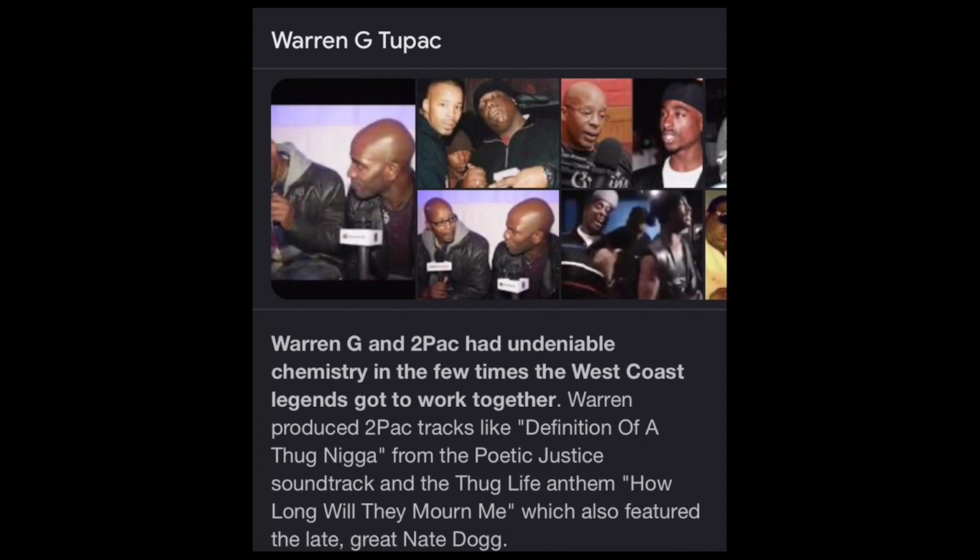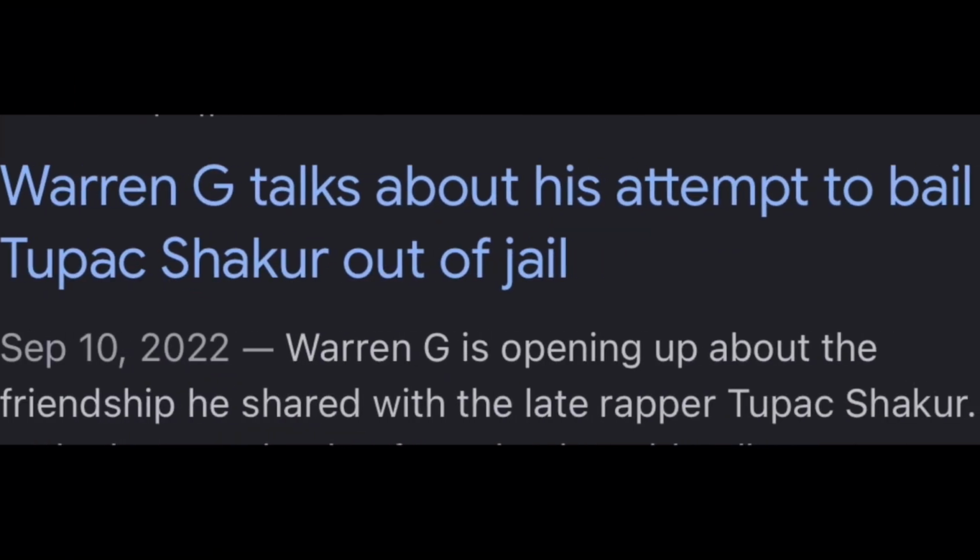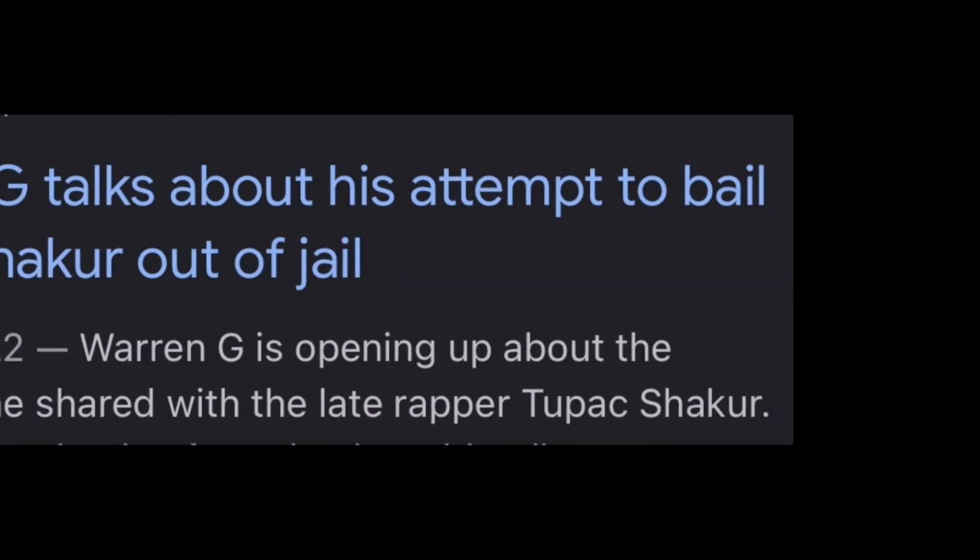Another big connection between Warren G and T.I. is Tupac, because right here it says that Warren G and Tupac had undeniable chemistry in the few times that they worked together. And then it says that Warren G produced some of Tupac's songs, so Warren G and Tupac were very close. And right here it even says that Warren G tried bailing Tupac out of jail.